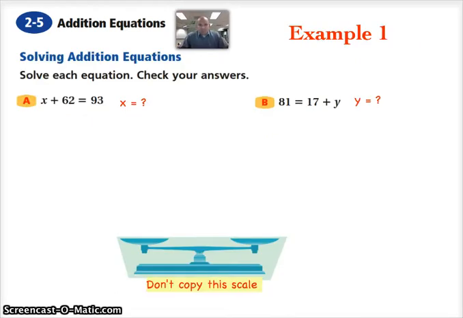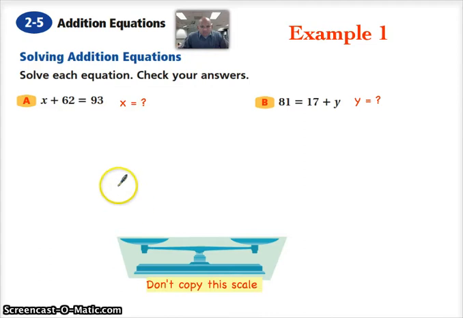Let's go to our examples. Here we have a pretty simple problem that we can solve, maybe even mentally, but I want to deal with this algebraically, and you need to go ahead and learn how to do this algebraically. This is x plus 62 equals 93, and it tells us in the directions we need to solve each equation, which means we need to find out what x is. In fact, we need to get x all by itself on one side of the equation.